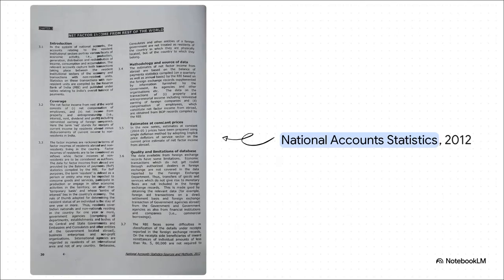And if you're wondering where these official numbers actually come from, the National Account Statistics points directly to the Reserve Bank of India, or the RBI. They compile all these cross-border transactions and publish them in the tables for India's overall balance of payments. That is your baseline source of truth right there.